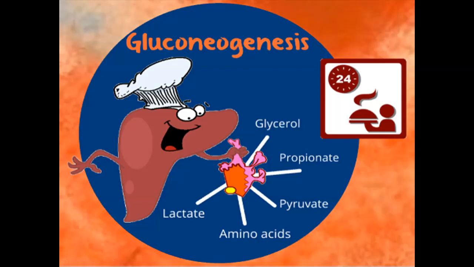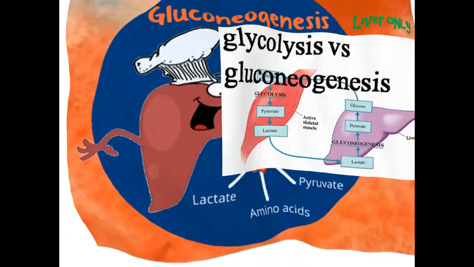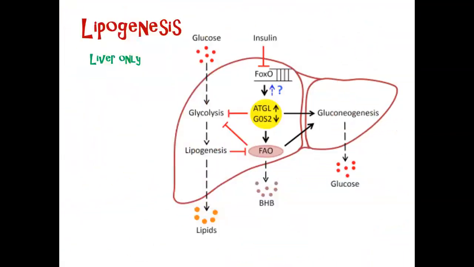My understanding is it's about 48 hours, probably 24 in normal situations. But if you're truly fasting and not doing a lot, you have about a 2-day supply of glycogen, of glucose, and then you run out and your body goes into gluconeogenesis. It happens only in the liver. And lipogenesis, also only in the liver.